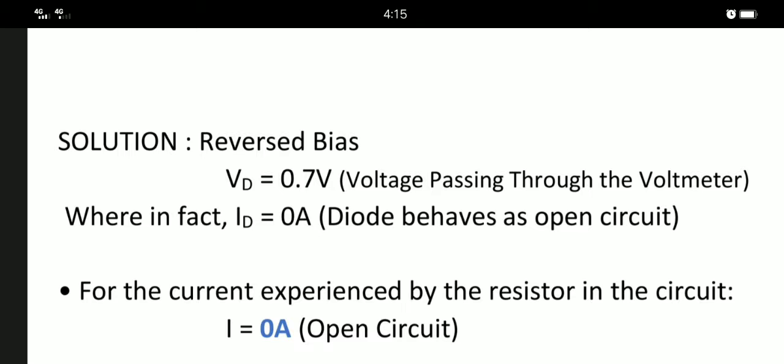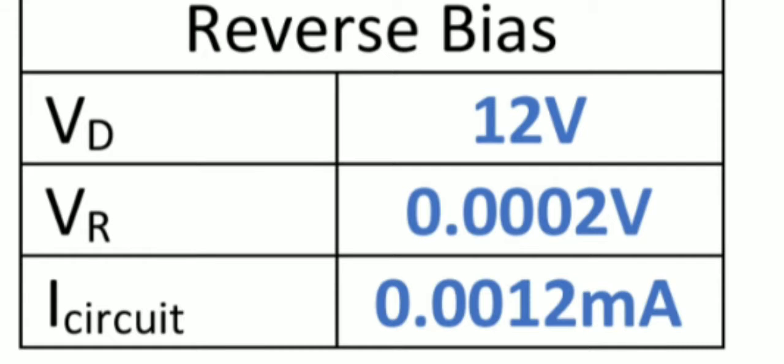Next, for the reverse bias diode. It is believed that no current will pass through it because it behaves as an open line or circuit. So the current across the reverse bias diode is 0, which means the current across the circuit will also be 0. But in this case, we used measuring tools, so we have values for the voltage across the diode and the resistor, and also the current across the whole circuit.